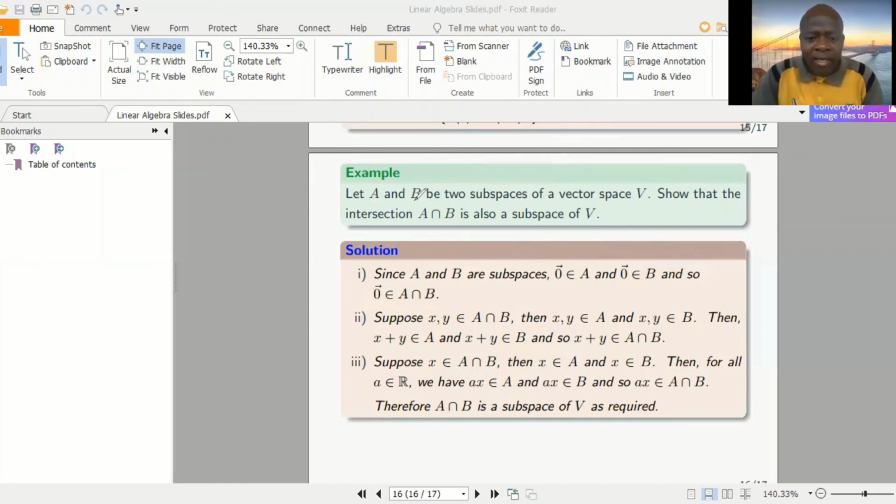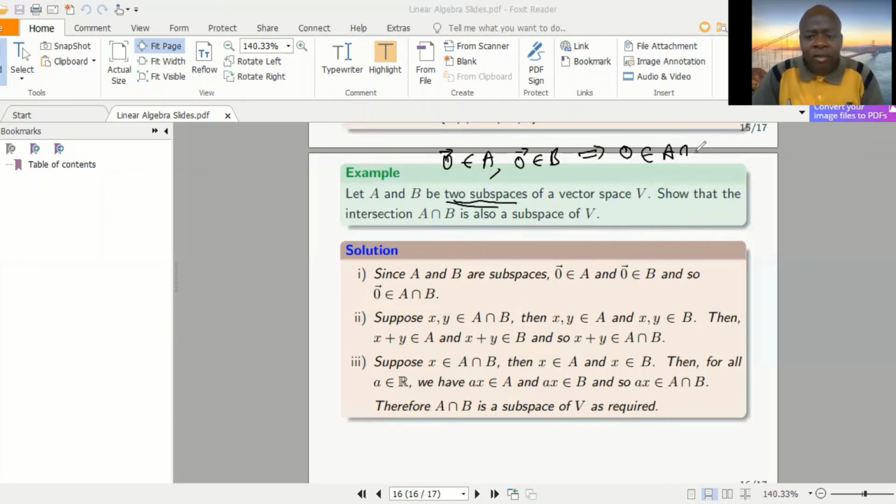Now, we've been told that A and B are two subspaces, and that is a very important point to begin with. If A is a subspace, then A contains the zero vector, because the condition here is that A is a subspace. And the zero vector is also in B because B is a subspace. So what this means is that the zero vector is common to these two sets, and therefore 0 is contained in their intersection.